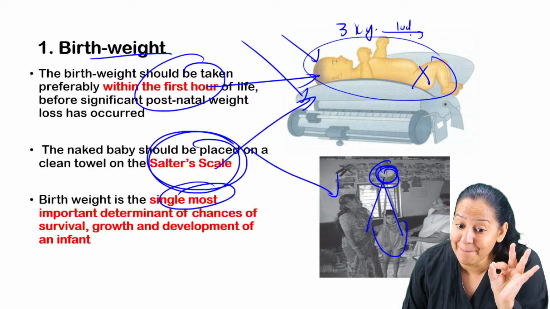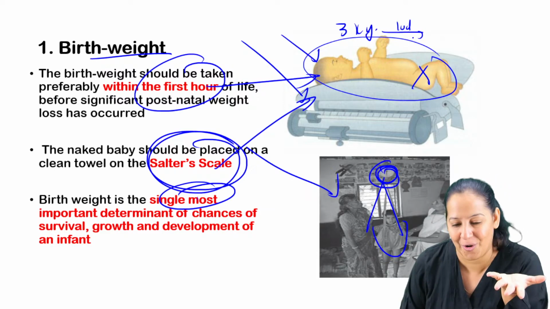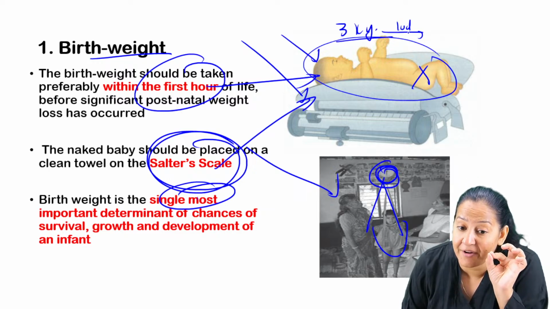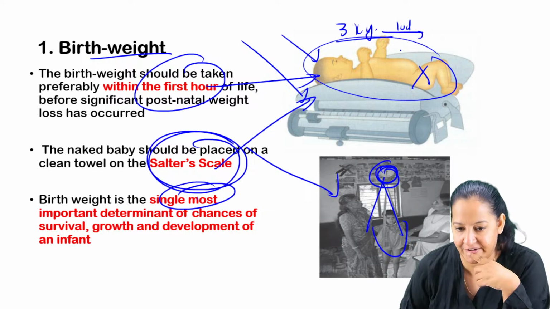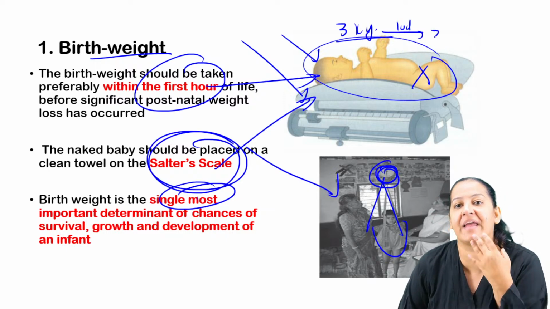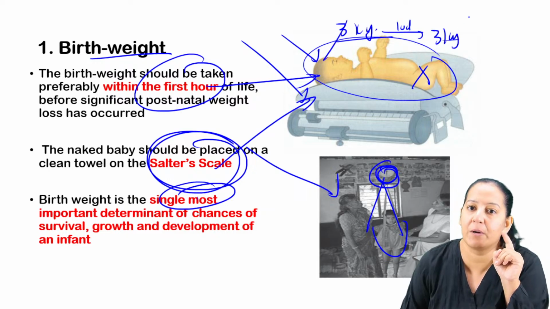Baby will lose weight. 10% of the weight is lost in the next 10 days, it's normal. So if the baby is 3 kg, 300 grams is lost. So baby will become 2700 grams, and at the 10th day, again 3 kg. So birth weight is equal to the 10th day weight.